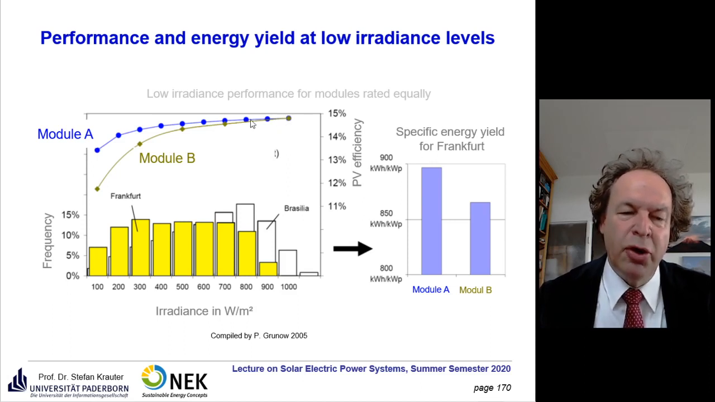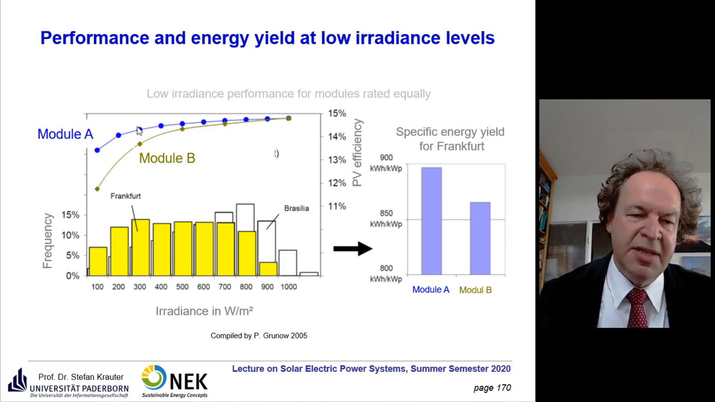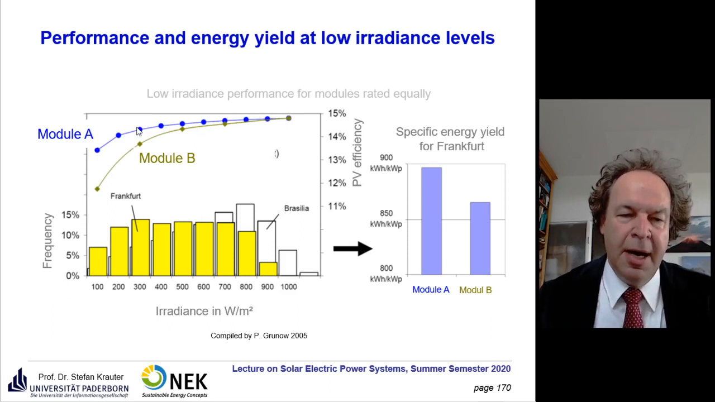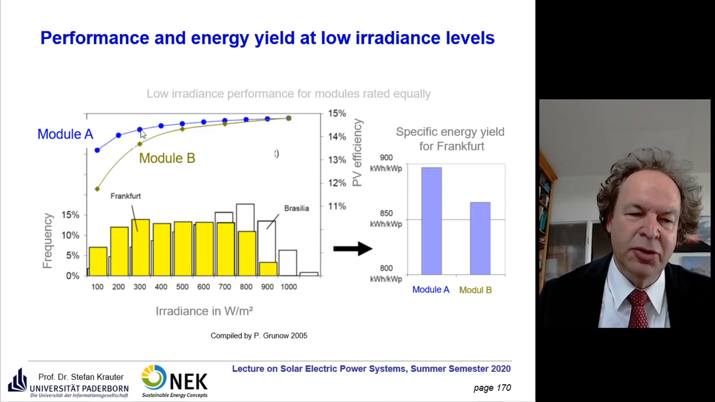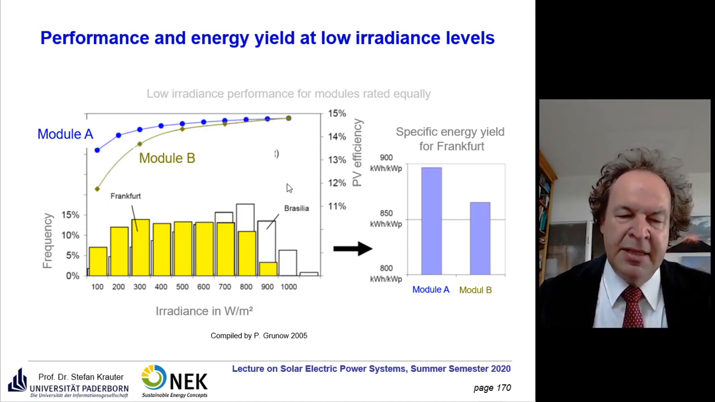But if you go to a lower irradiance level, then this resistance RP, remember, if you go back to the last lecture, you'll find it in the equivalent circuit here, this RP effect. And here the RP of module A is bigger, so there's less current bypassed, and the performance is still good, while module B has a lower RP, and therefore performance is going down. And the importance of that effect depends on the location.